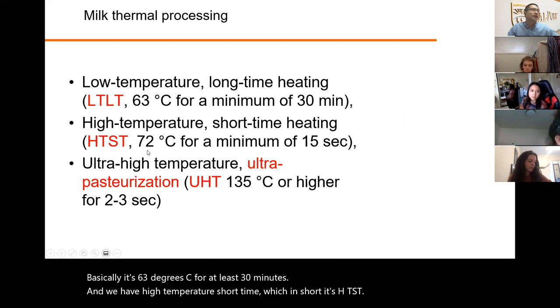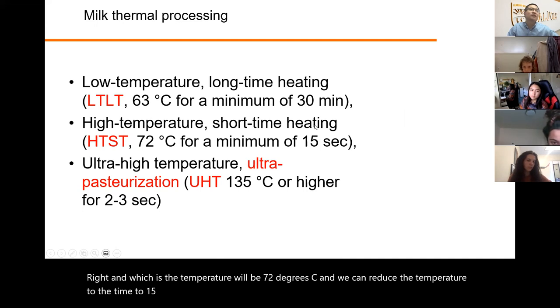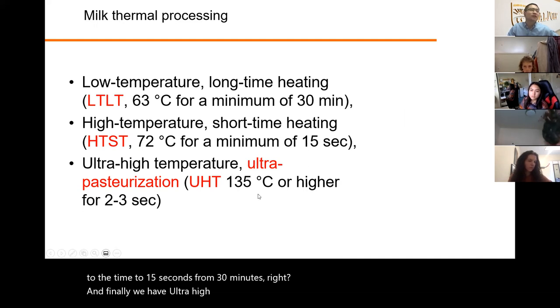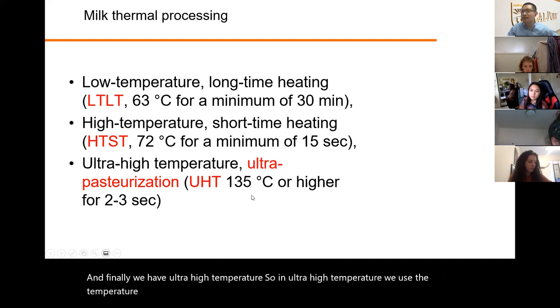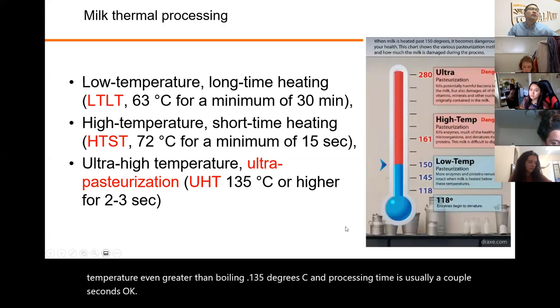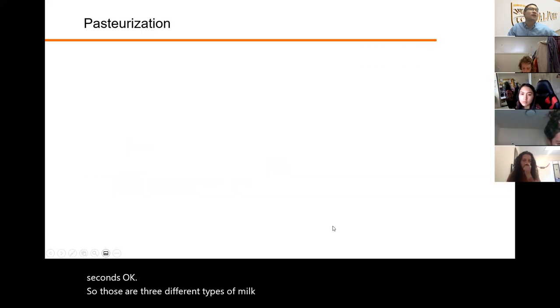And the temperature will be 72 degrees C, and we can reduce the time from 30 minutes to 15 seconds, right? And finally, we have ultra high temperature. In ultra high temperature, we use a temperature even greater than the boiling point, 135 degrees C, and the processing time is usually a couple of seconds, okay? So those are 3 different types of milk processing we use.